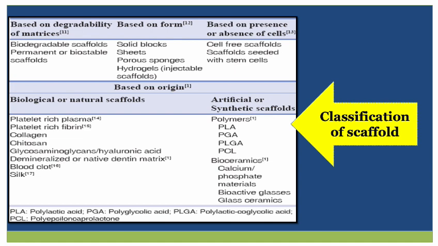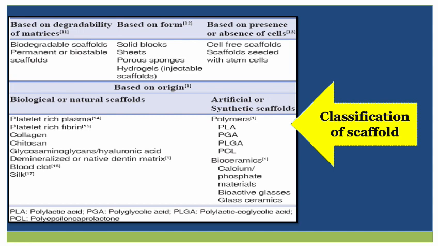The scaffolds can be further classified based on various criteria. Based on its origin, it can be either natural or synthetic or artificial. Based on degradability, it is biodegradable or permanent. Based on form, it is solid blocks, sheets or porous sponges or even hydrogels, which are injectable scaffolds. Based on the presence or absence of cells, it could be cell-free scaffold or already self-seeded stem cell scaffolds.